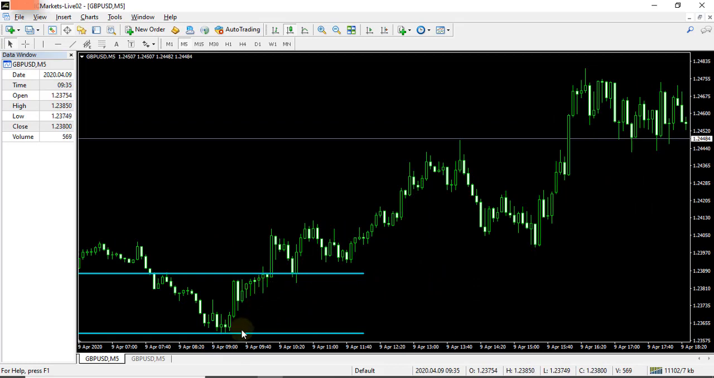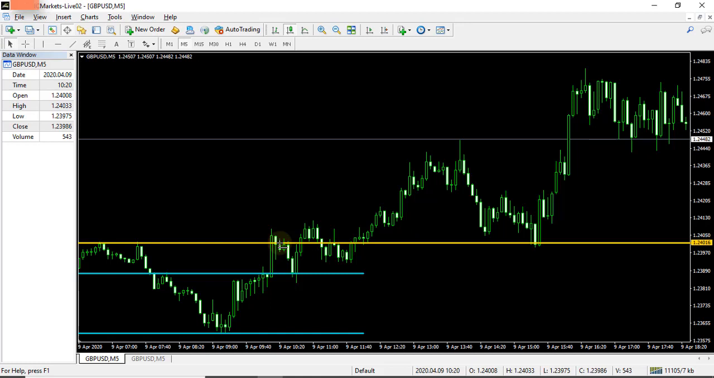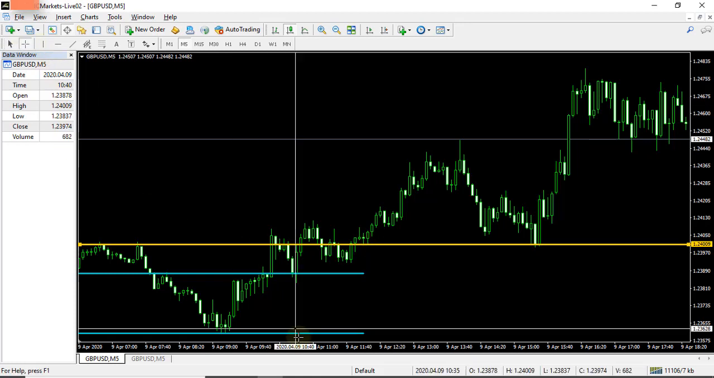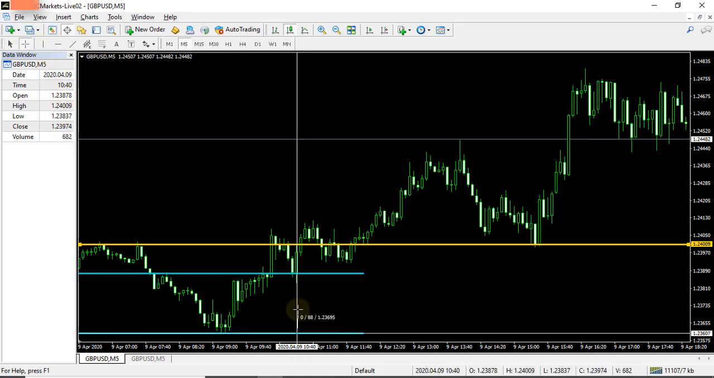So we are looking for the first candle that closes outside, and which is this candle. Bravo, we got our buy candle. Let's draw a line. That's our buy line. Yeah, that's our buy line. And let's measure what our channel size is.